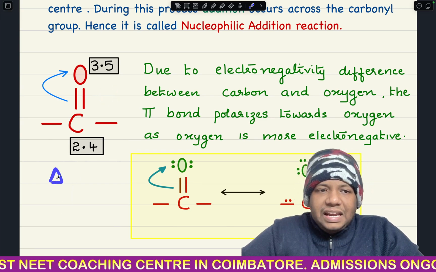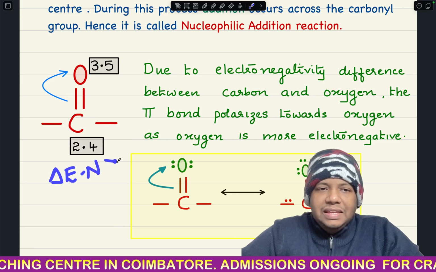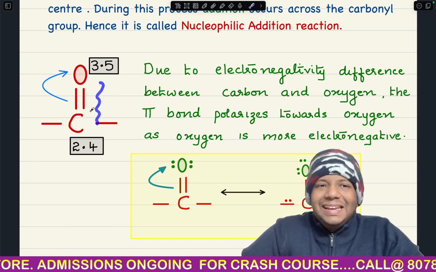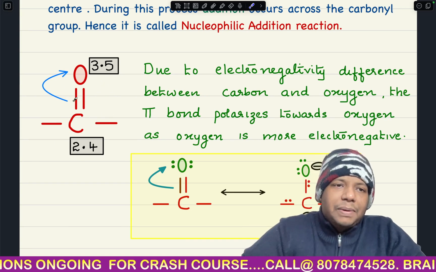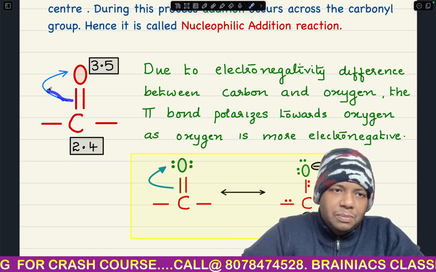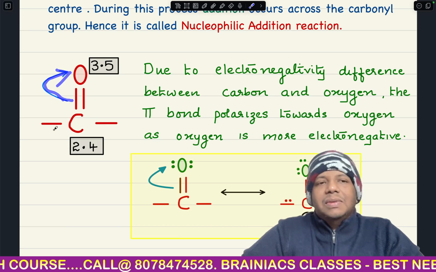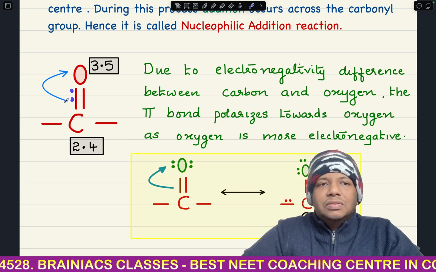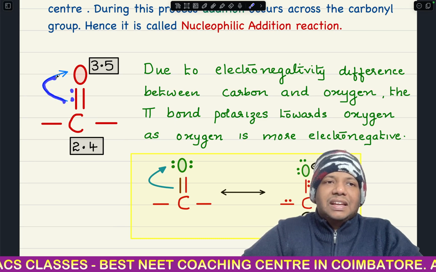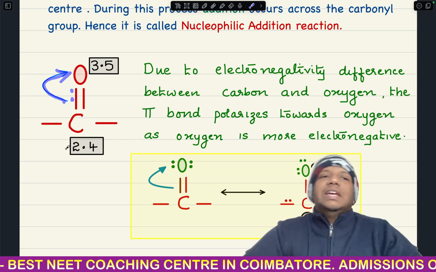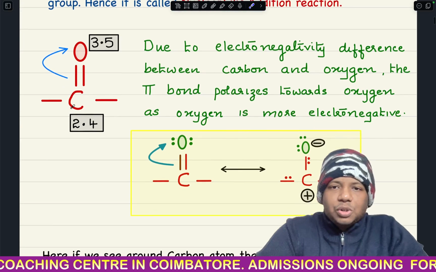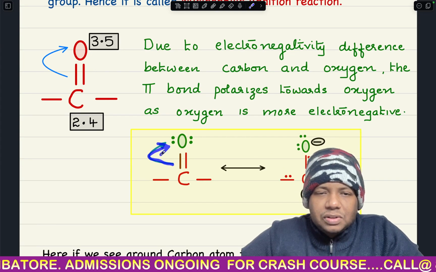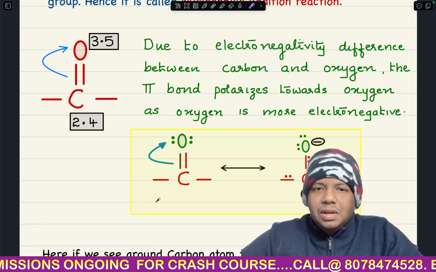Whenever the electronegativity difference is greater than 0.5, we can say that sufficient polarity will be developed. The pi electrons present here will move towards the more electronegative atom, and this phenomenon is called polarization. In the carbonyl group, this occurs without the presence of an attacking reagent, naturally due to the electronegativity difference. You can see here the pi bond is getting polarized and the pi electrons are moving to the more electronegative oxygen atom.